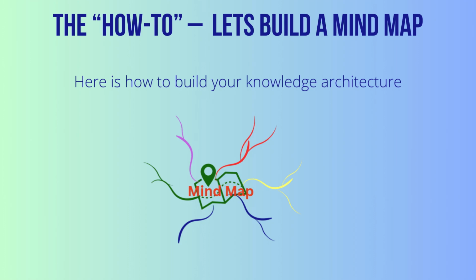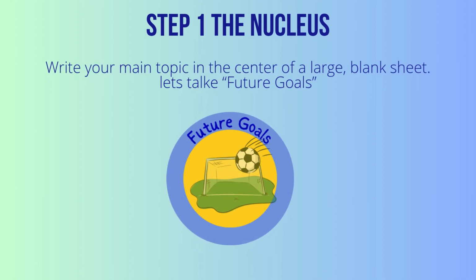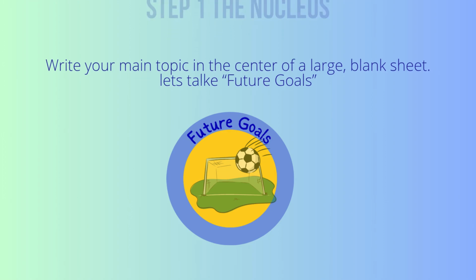Here is how to build your knowledge architecture. We try it on a mind map model. Step 1. The nucleus. Write your main topic in the center of a large blank sheet. You can add a doodle if you like. This serves as a good memory anchor.